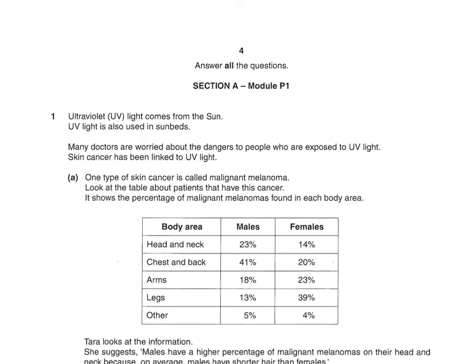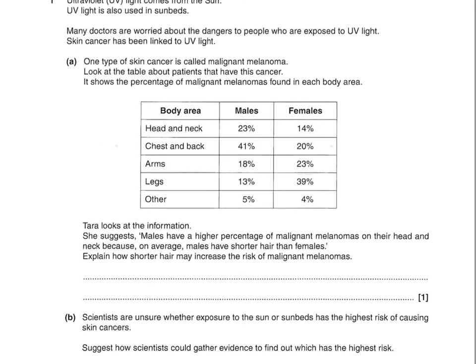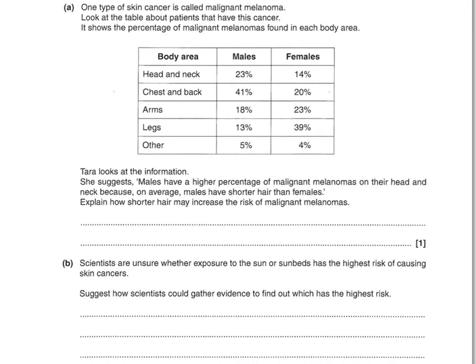UV light comes from the sun. UV light is also used in sunbeds. Many doctors are worried about the dangers to people who are exposed to UV light. Skin cancer has been linked to UV light. One type of skin cancer is called malignant melanoma. Look at the table about patients that have this cancer. It shows the percentage of malignant melanomas found in each body area.